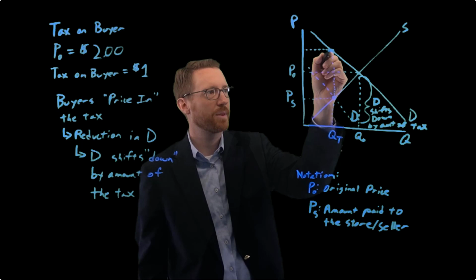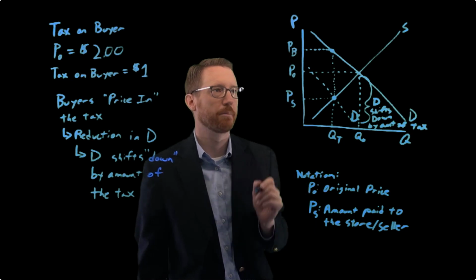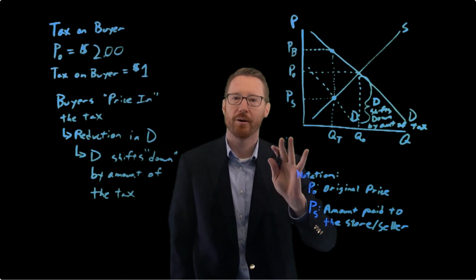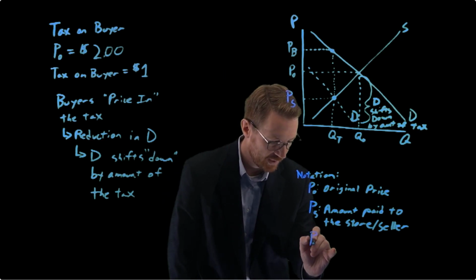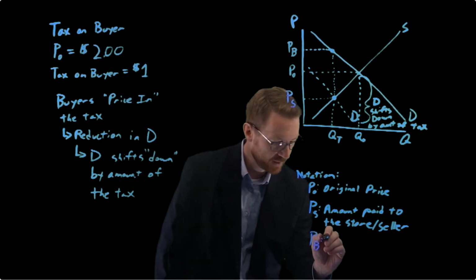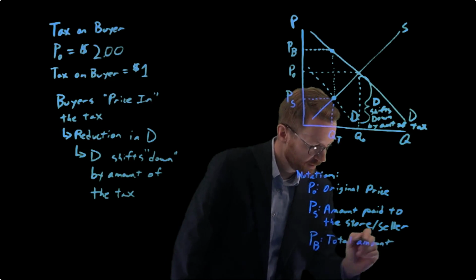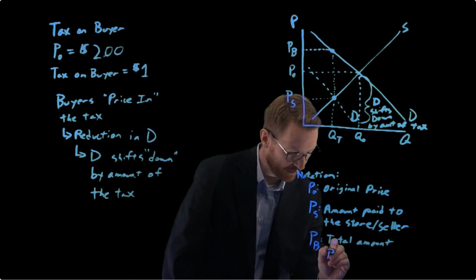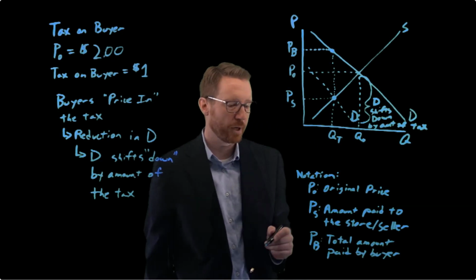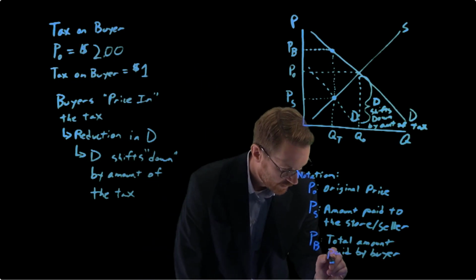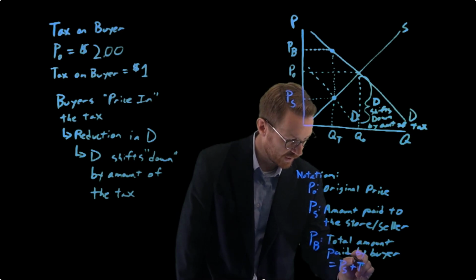So what is this thing up here then? What is this sort of price? Well, let's call it P sub B. And I know we're getting jargony. Hang on, we'll put numbers on it in just a second and see if it makes a little more sense. P sub B is the total amount paid by the buyer. So how much is the buyer paying in total? Well, it's what they pay to the seller, P sub S, plus the tax.